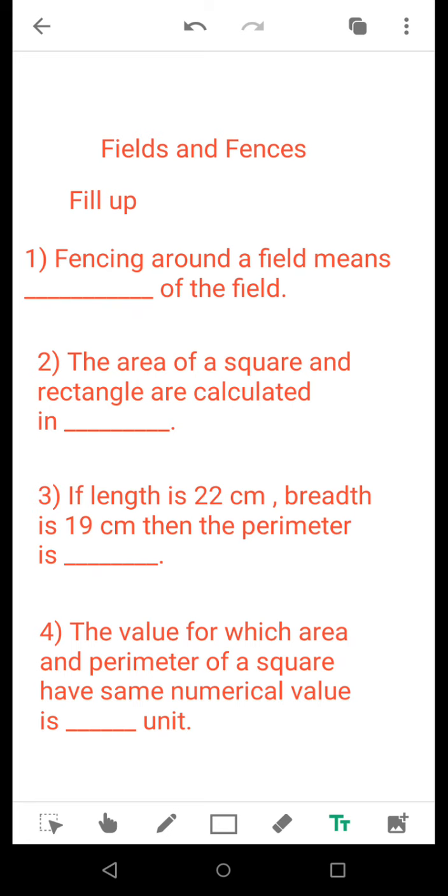The value for which area and perimeter of a square have same numerical value is dash unit. We all know that area and perimeter cannot be equal because they have different units, but the numerical value, that number value, can be equal. So you need to write that number value for which area and perimeter of a square have same numerical value. That particular value is required.